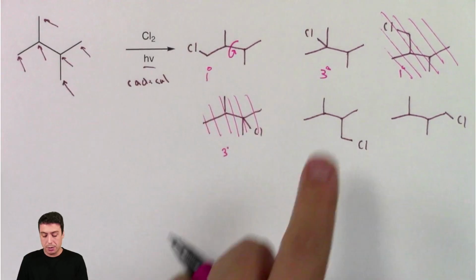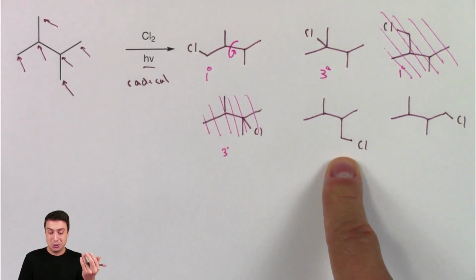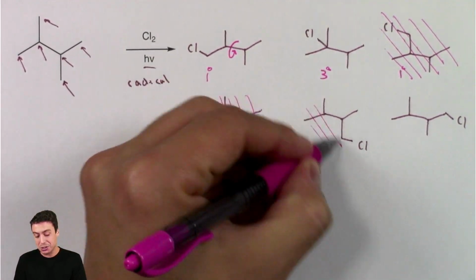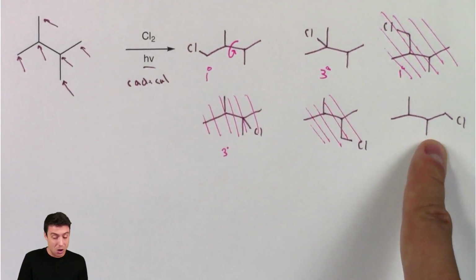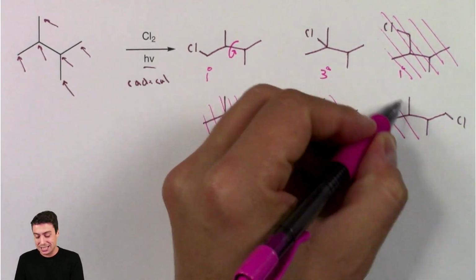So let's keep going. What about this one? Well, that's the same thing as this as well. It just literally flipped over. So that's actually a repeated structure. And then last one, this is also the same as this one, which was the same as this one. So this is a nice symmetric structure.